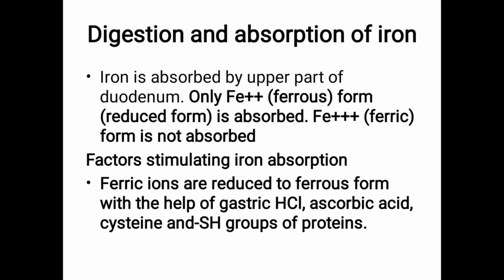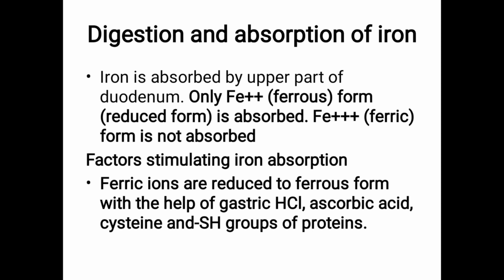So iron is absorbed by the upper part of the duodenum. Only ferrous, what is ferrous? Fe2+. Ferric is Fe3+. Only the ferrous form, that is the reduced form of iron, is absorbed. The ferric form is not absorbed. This point you have to remember.